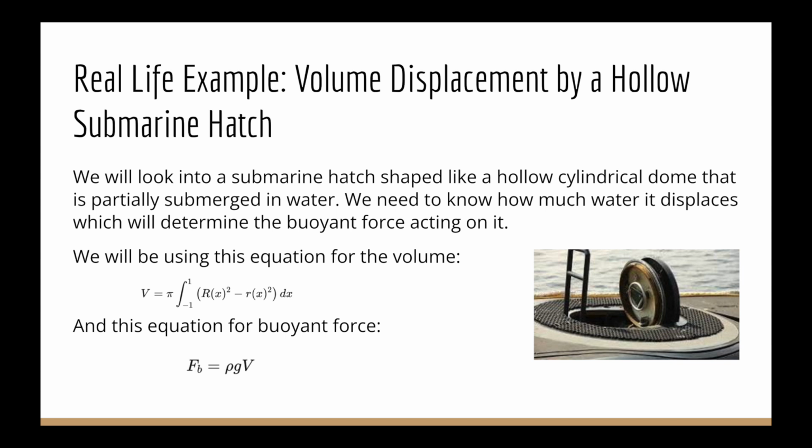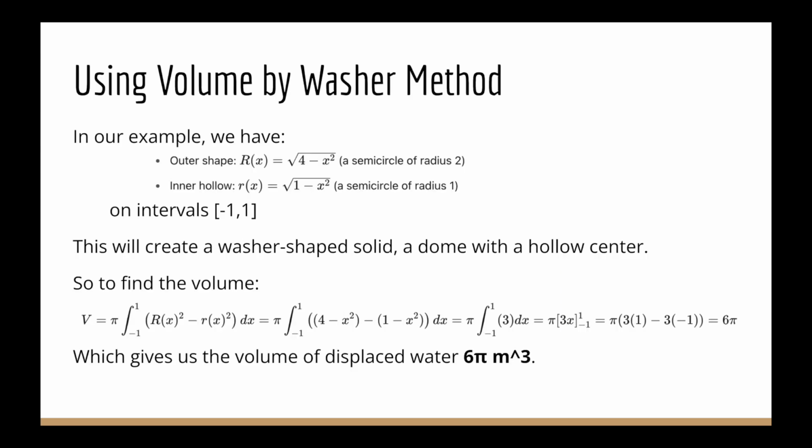Its volume is equal to pi times the integral from -1 to 1 of the parentheses r of x squared minus r of x squared, so the first one, second one, and then times dx. We'll also be using this other equation for the buoyant force: F sub B is equal to rho g V, the volume.